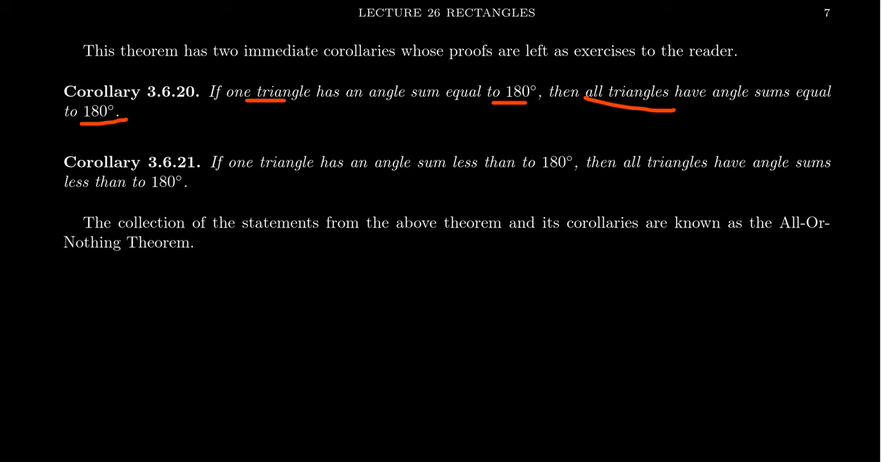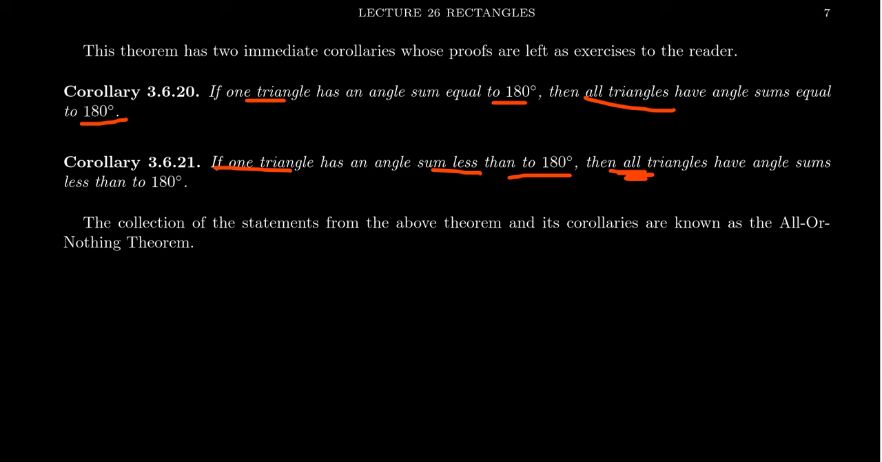But let's say that one triangle is 180, but another triangle has a sum less than 180 degrees. What happens there? Well, if one triangle's angle sum is 180, then rectangles exist, and then all triangles will be 180, so you get a contradiction. So you can't have sum equal to 180 and sum less than 180. If one is 180, then they're all 180. And so if one triangle is less than 180, then in order to be a consistent geometry, that would imply that all triangles have an angle sum less than 180. And this is why we call it the all or nothing theorem: if we combine these results, then either all triangles are 180 or no triangles are 180. And by the Saccheri-Legendre theorem, the only other option is that all triangles are strictly less than 180 degrees.